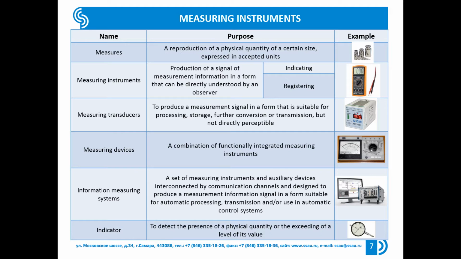A measuring transducer is a measuring instrument designed to produce a measurement signal in a form that is suitable for processing, storage, further conversion or transmission, but not directly perceptible. Depending on their purpose and function, transducers are divided into primary, intermediate, transmission, scale, etc. A primary transducer is a measuring transducer whose input is affected by the measured quantity. These transducers are often called sensors.